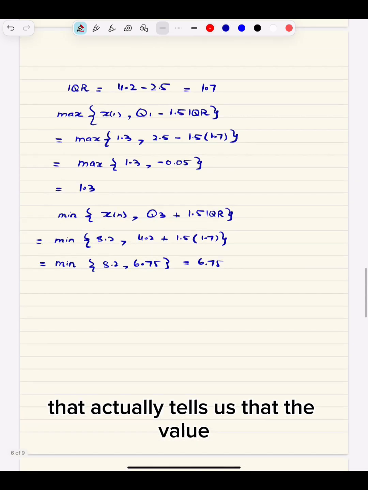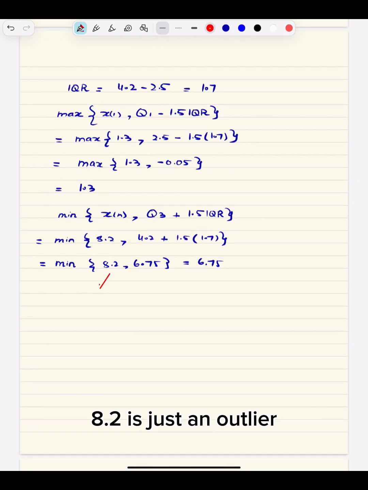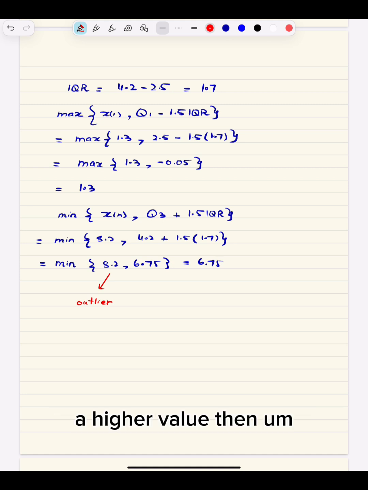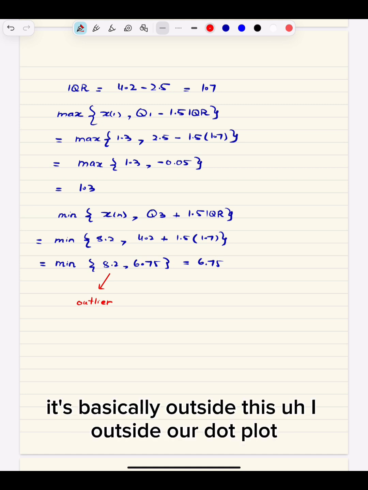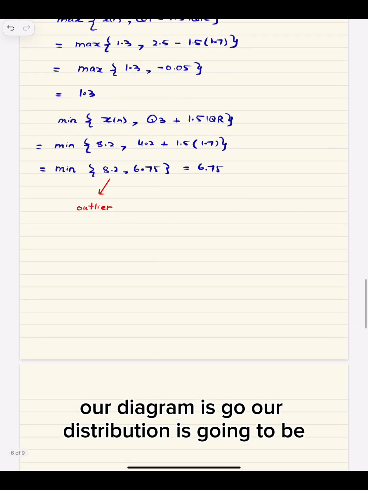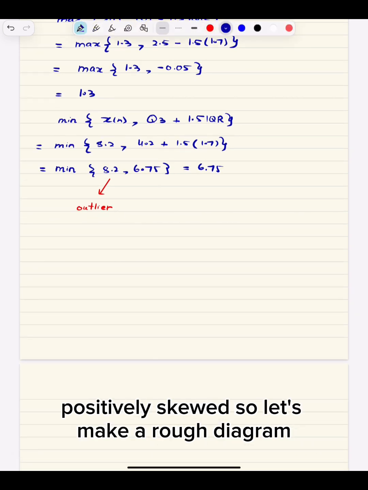That actually tells us that the value 8.2 is an outlier, which means that since the outlier is towards a higher value, it's basically outside our plot. Therefore, our distribution is going to be positively skewed. So let's make a rough diagram.